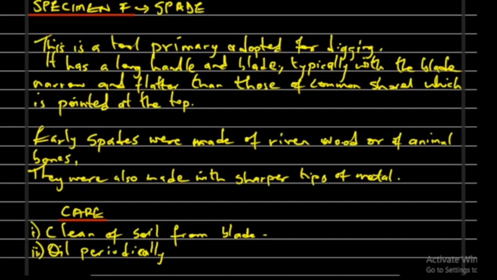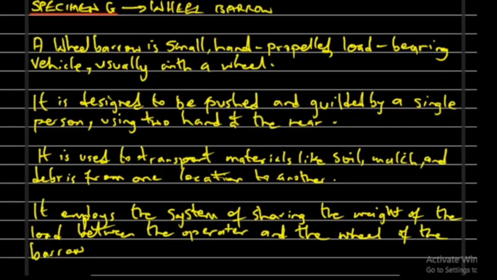And so we move over to specimen G, which is a wheelbarrow. A wheelbarrow is a small handheld propelled load bearing vehicle. It is actually used to wheel materials or to carry materials from one place to the other. It is designed to be pushed and guided by a single person using the hand at the rear. When load is put in the bucket, it is used to transport materials like soil, mulch, and debris from one location to another.